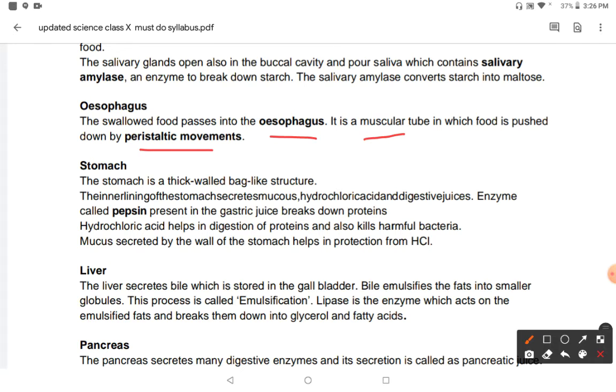Now, where does the food come? That is the stomach. The stomach is a thick-walled bag-like structure, and the inner lining of the stomach secretes mucus, hydrochloric acid and some digestive juices. The enzyme present in the gastric juices of the stomach is pepsin, which breaks down protein. Hydrochloric acid helps in digestion of the protein and also kills the harmful bacteria. And mucus secreted by the walls of the stomach helps in protection from hydrochloric acid.